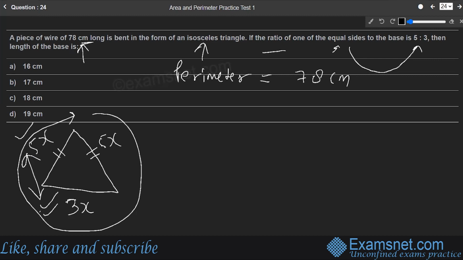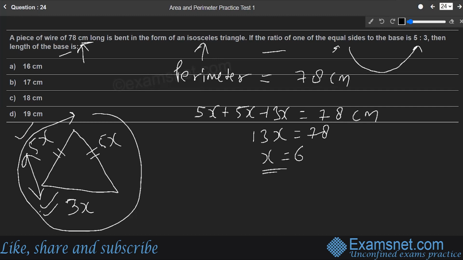So let us create the perimeter. Perimeter of a triangle is nothing but the sum of the sides. So the sides are 5x plus another 5x plus 3x is equal to 78 centimeter. If we solve this further, this becomes 13x is equal to 78, which gives us the x value as 6.